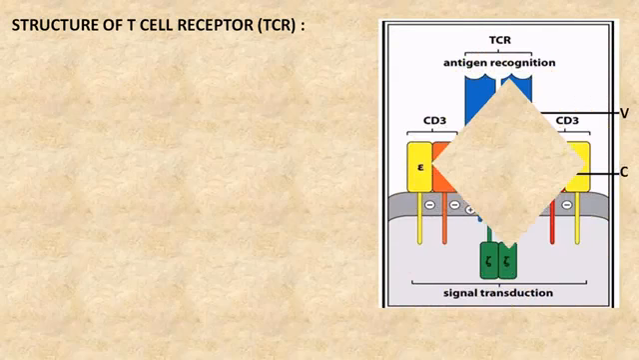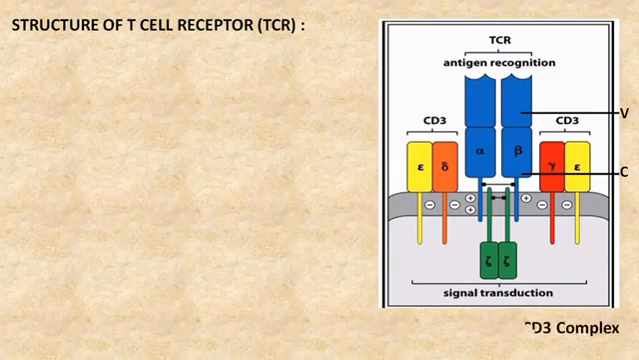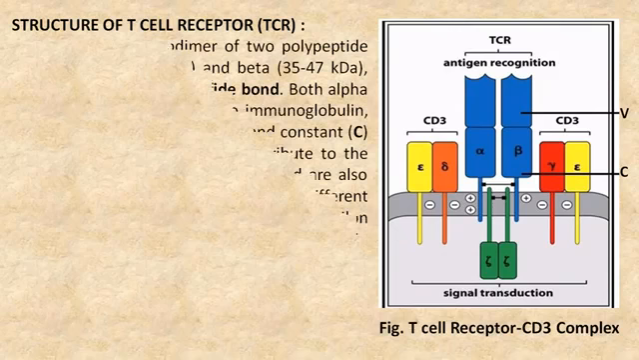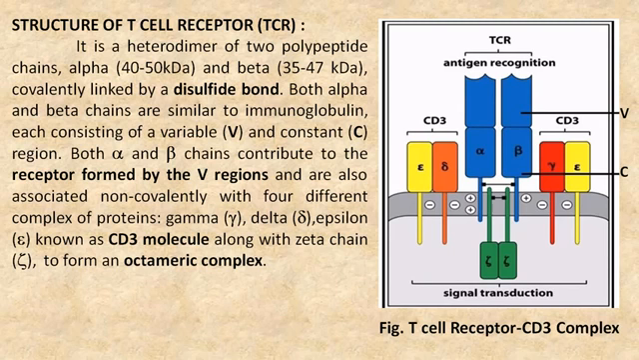Now we will see the detailed structure of a T cell receptor. It is a heterodimer of two polypeptide chains alpha, which is 40 to 50 kilodalton, and beta, which is 35 to 47 kilodalton, covalently linked by a disulfide bond. Both alpha and beta chains are similar to immunoglobulin, each consisting of a variable and constant region.